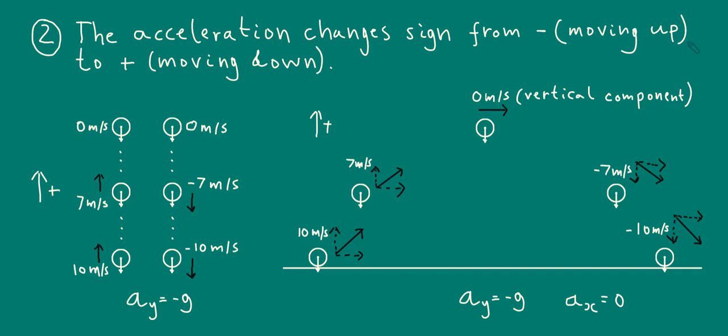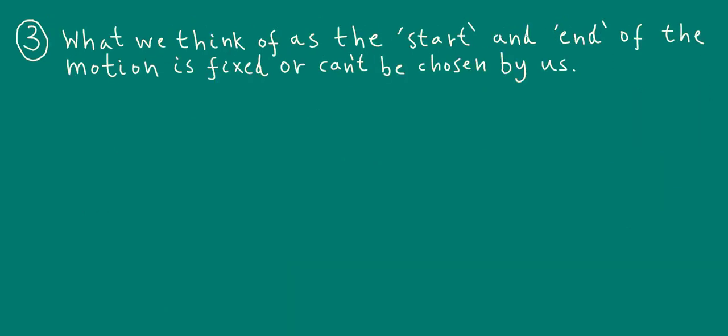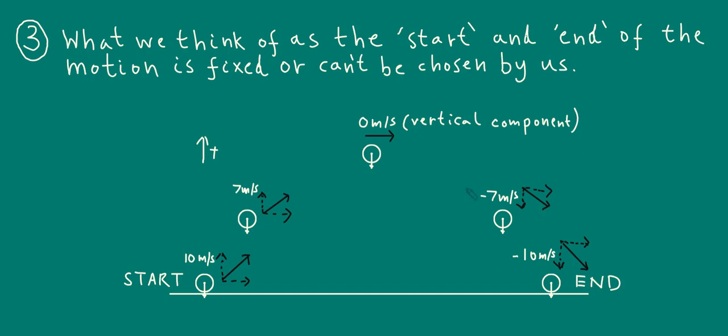change of sign. Now let's move on to the third really common mistake, which is that students think that the start and end of the motion, or what we think of as the start and end of the motion, is fixed and can't be chosen by us. So if we look back at the example we've just been looking at, it's natural to assume that the start is when the ball has just left the ground, and the end is when the ball is just on the verge of hitting the ground.